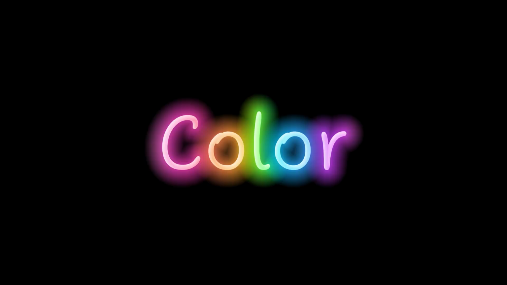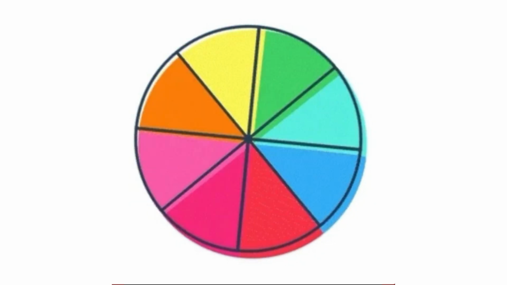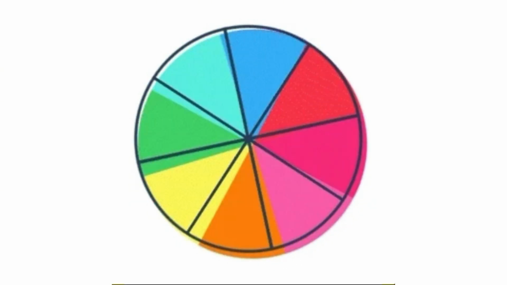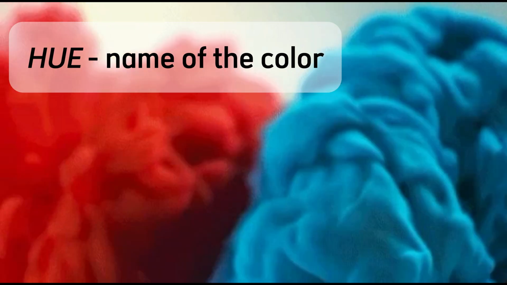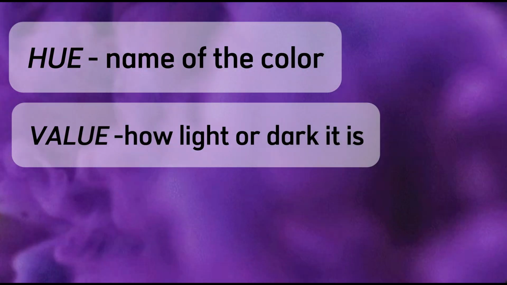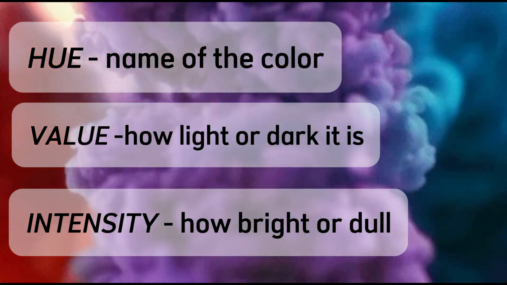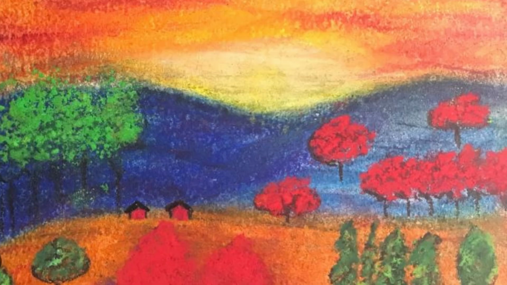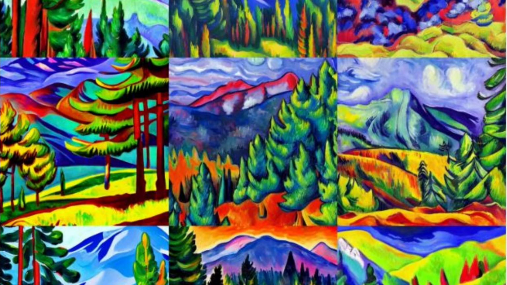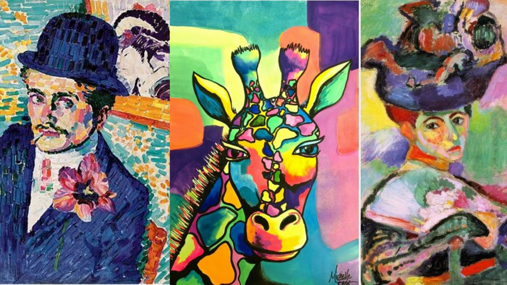Color, the mood maker. Color, the rock star of art. It's how light reflects off objects. We've got hue, the name of the color, like red or blue. Value, how light or dark it is. And intensity, how bright or dull. Colors set the mood. Reds and oranges are fiery and passionate. Blues and greens are calm and cool. Choose wisely, because your art's vibe depends on it.